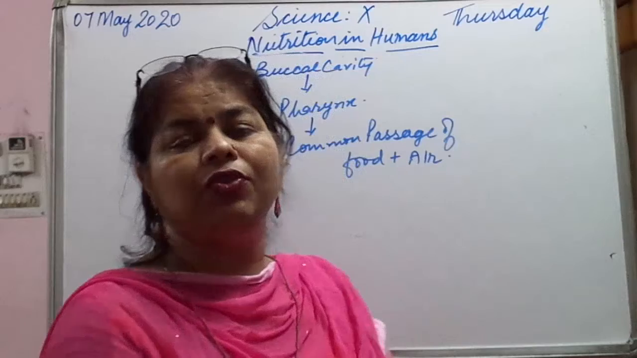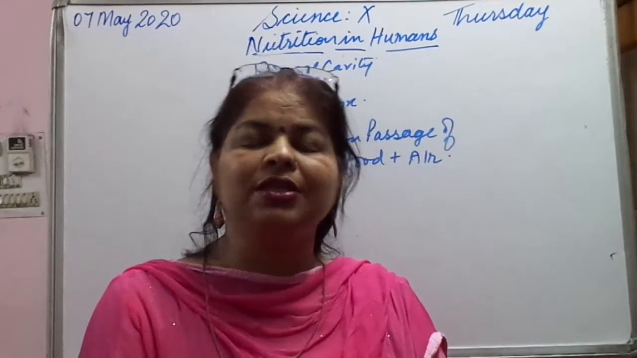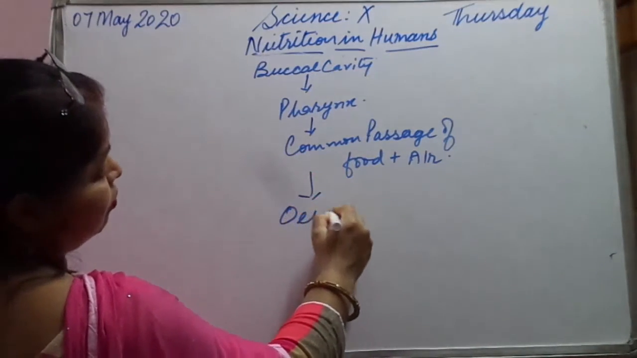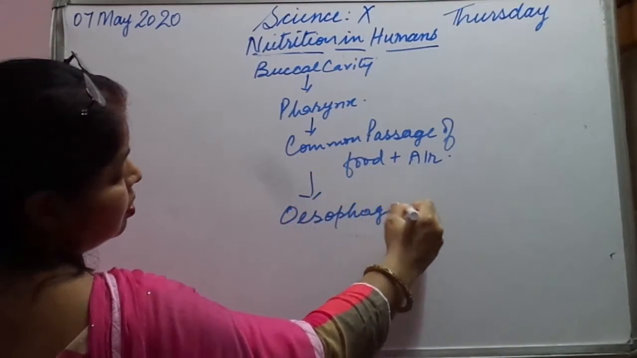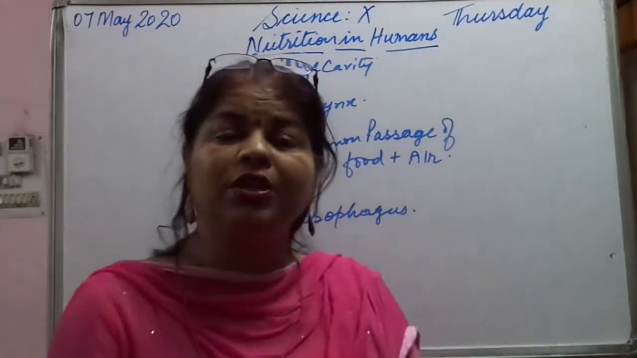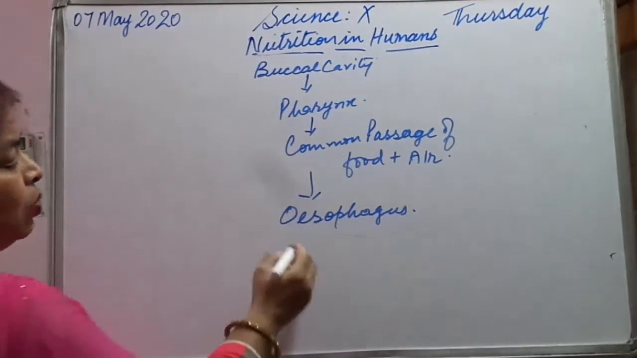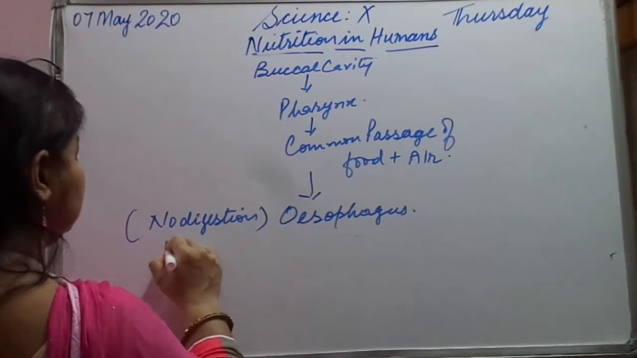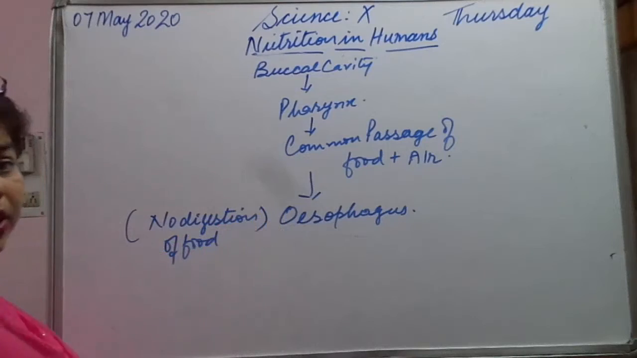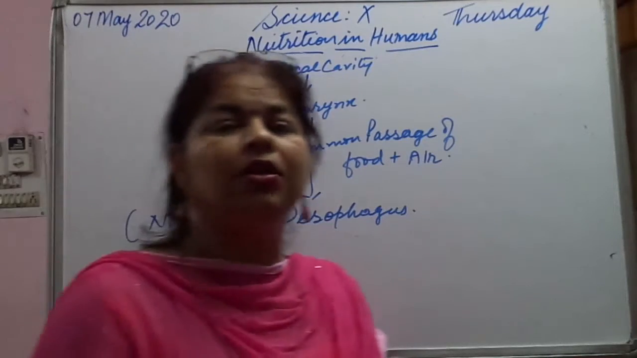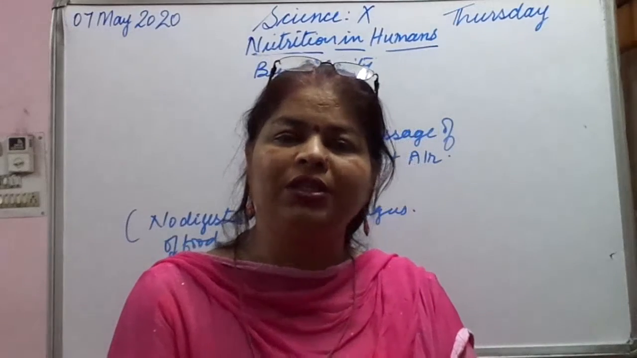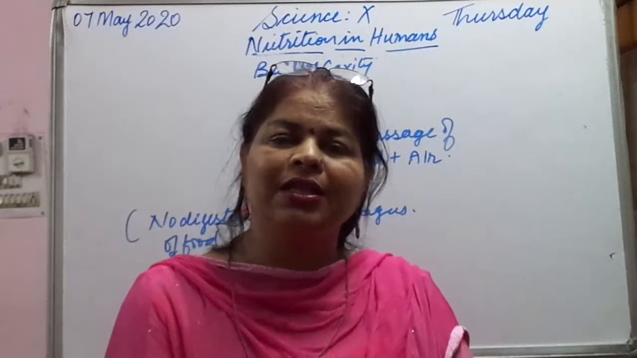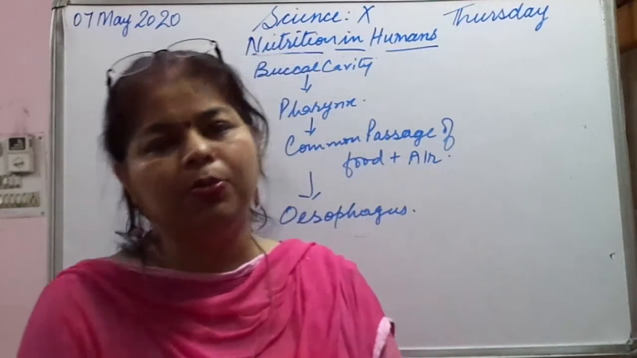Now esophagus, we will discuss about esophagus. Esophagus is a long tubular structure. See, this is the only part where no digestion of food takes place. And the first organ of alimentary canal where the food is digested is the mouth. In mouth, salivary glands secrete enzymes which help in digestion of carbohydrate.